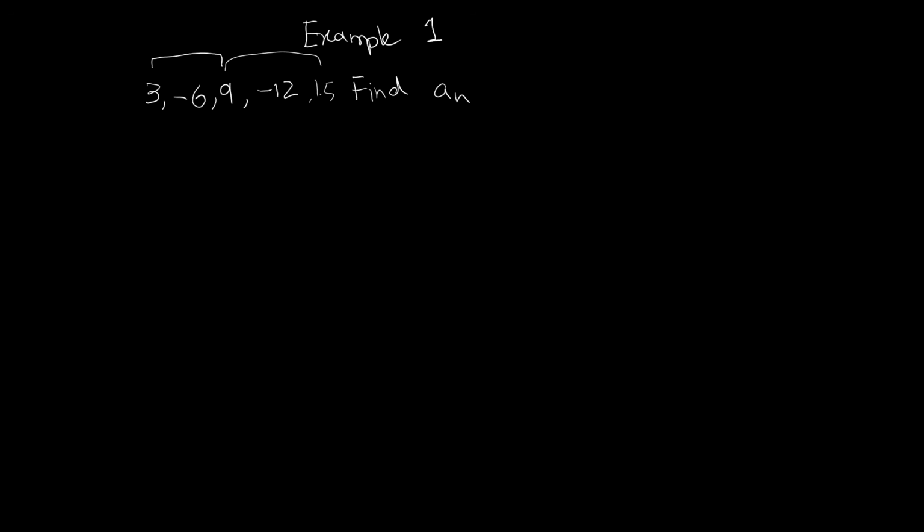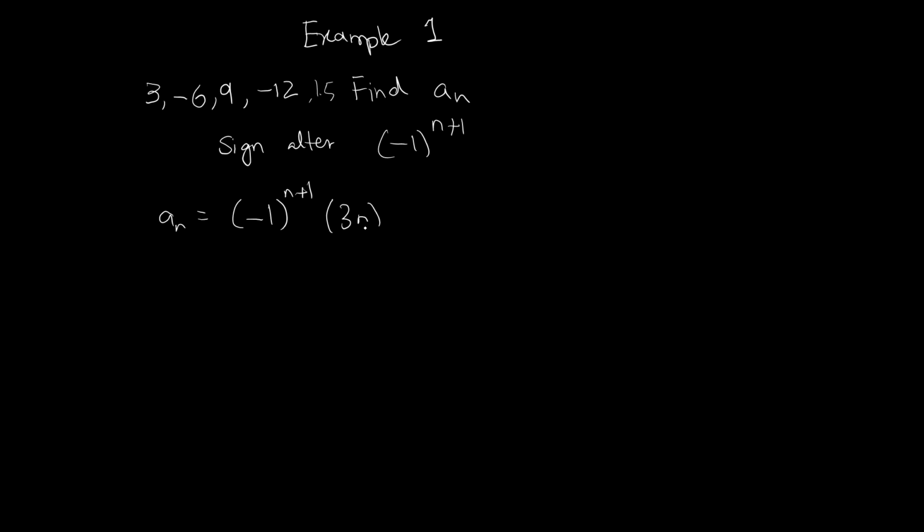Moreover, you know that there is a sign alternating here, and for sign alternation, you will have (-1)^(n+1) here because the first term is positive. So n equals 1 should give you a positive answer. Therefore, the nth term in this case would be (-1)^(n+1) times 3n.